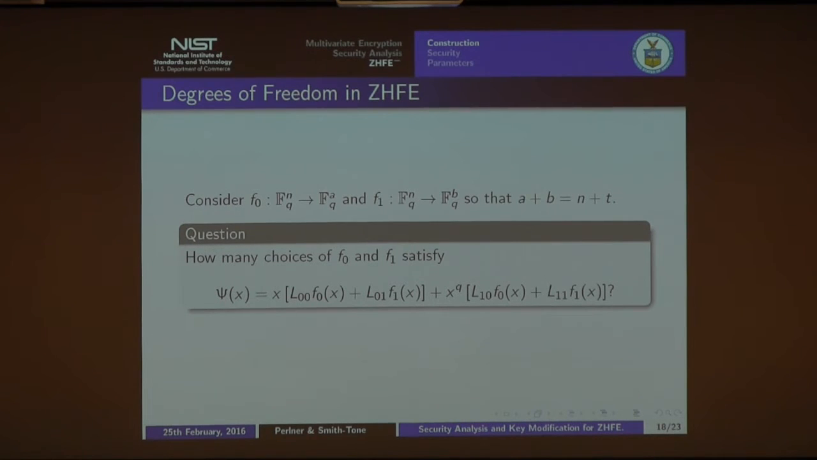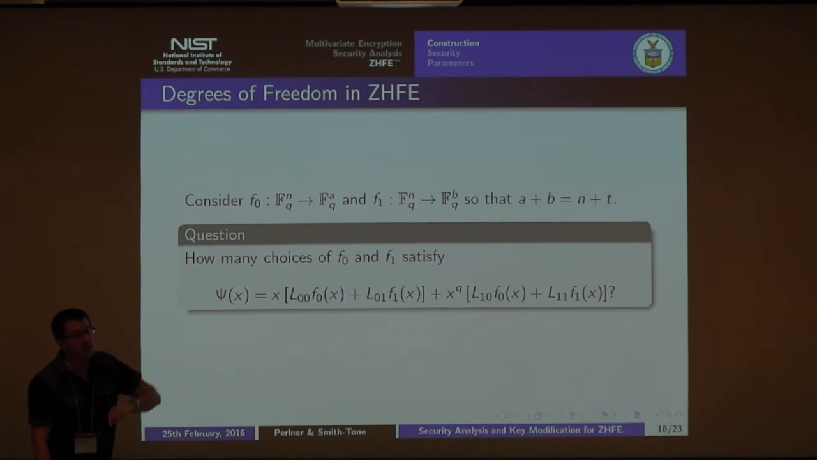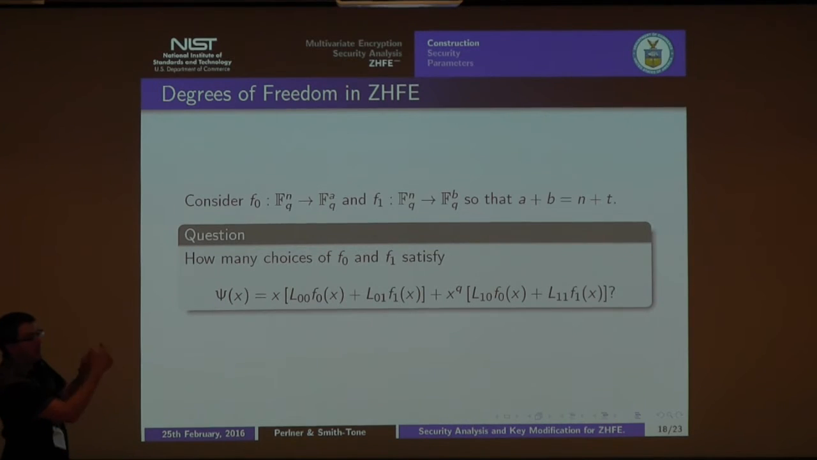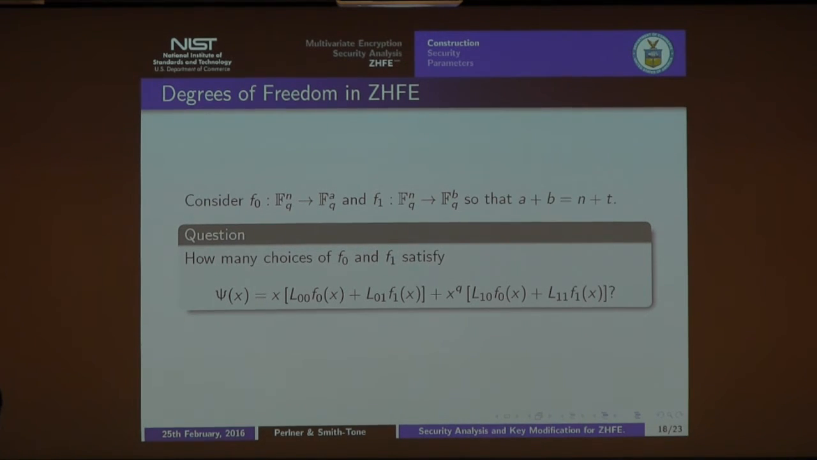So, degrees of freedom for ZHFE. This is how we construct the minus modifier. We look at degrees of freedom. So imagine F0, instead of being from FQ to the N to FQ to the N, let it be FQ to the N to FQ to the A, and F1 FQ to the N to FQ to the B. So you have A plus B dimensional output instead of 2N. How small can we get that? Let's call that N plus T, because we know we have to be at least N, right? And we'll try to minimize T, still keeping enough entropy and also degrees of freedom for it to be able to solve for the coefficients of F.